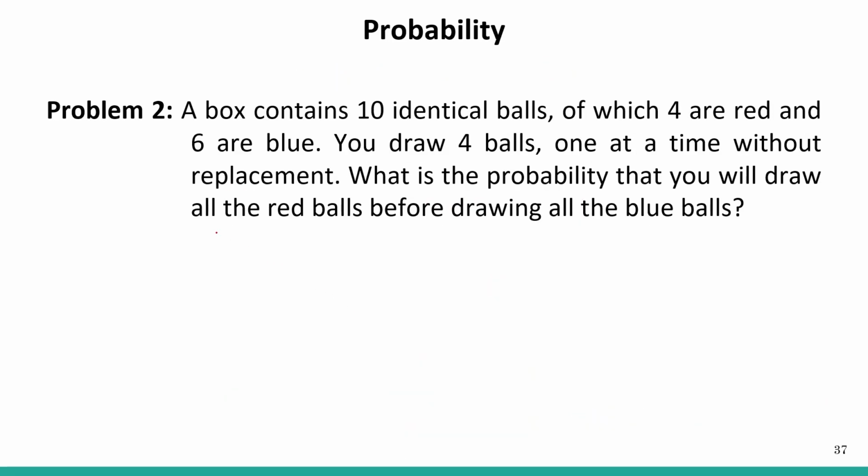Okay, so let's go forward with problem number 2. A box contains 10 identical balls, so all the balls actually look the same. Of which 4 are red. They are identical in shape but not in color. So what are their colors? They are actually 4 red and 6 blue balls. But you can't distinguish between these 4 red balls because their shape is the same and their color is the same, that is red. The same goes for the 6 blue ones.